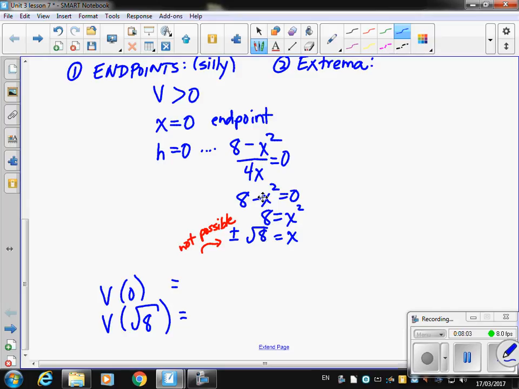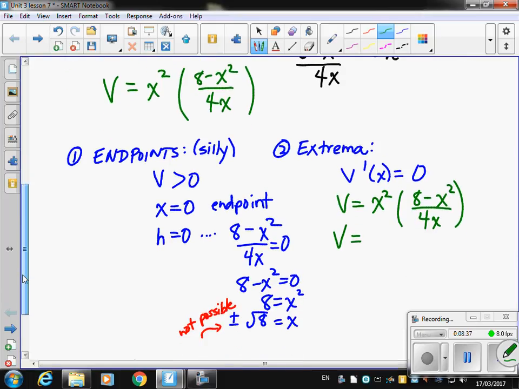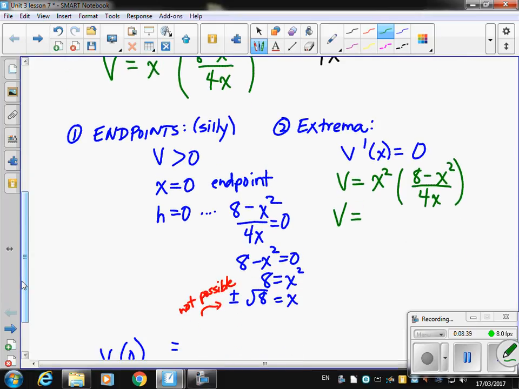My extrema is when the derivative of volume is 0, and we get our maximum and minimum values that way, where we have a turnaround in our function. So the derivative, I'm going to write my function here. I would tidy that up before I take the derivative myself.